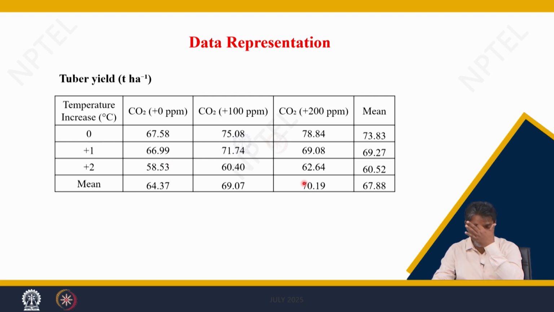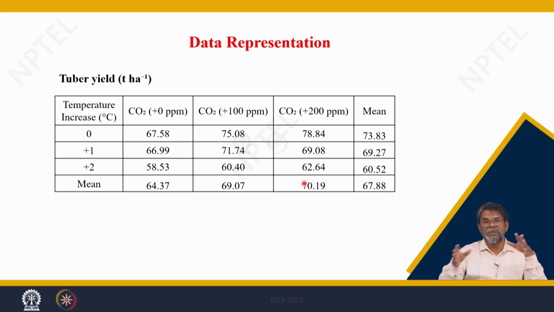So, this is what you can see. You have taken only 3 levels, you can have n number of levels. You can increase the CO2 level to 0 ppm, 50 ppm, 100 ppm, 150, 200, 250, as many levels as you like, and also temperature you can increase to as many levels as you wish to have. So, you can see the combination of different carbon dioxide and temperature and see its effect on potato tuber production.